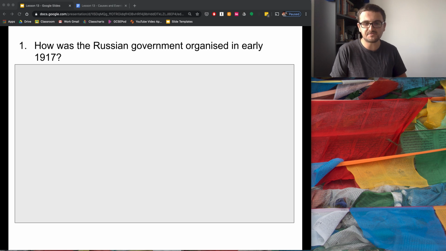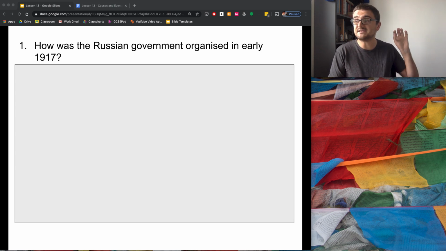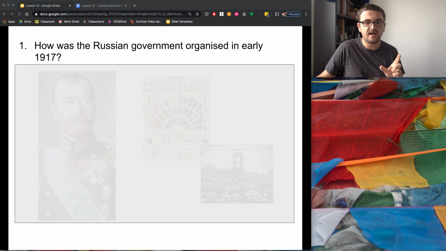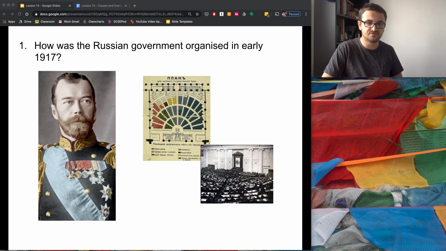Okay, now the step where I'm going to give you some clues. I'm going to put some images on the screen. I'd like you to change colour pen, or change font colour if you're doing it in the document. Look at these images. How do they help you to answer the question? Pause the video and try and add more detail.